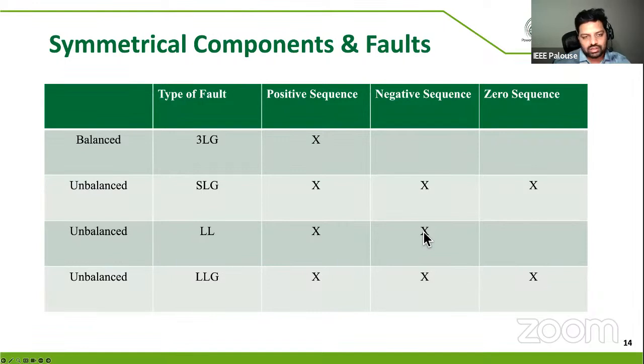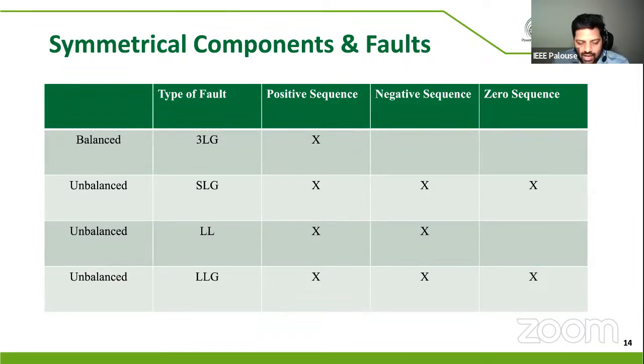Okay, so how do these symmetrical components behave during protection faults? Like I explained in the previous slides, we have four major types of faults that occur in the power system. So we get these sequence components according to the table shown in this slide.